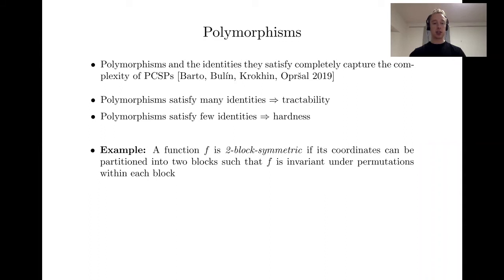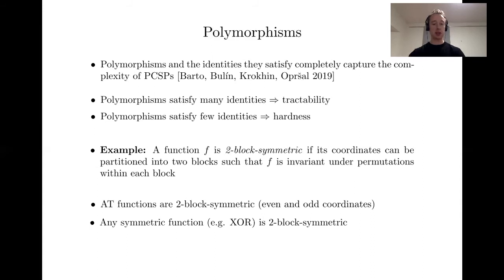An example of such an identity is two-block symmetry. We say that a function f is two-block symmetric if its coordinates can be partitioned into two blocks, such that f is invariant under permutations within each block. An example of a two-block symmetric function is the AT function from the previous slide. We can permute the values on the even coordinates or odd coordinates among themselves without changing the output of the function. Any symmetric function is also two-block symmetric, such as XOR from the previous slide. This happens since symmetric functions are invariant under all coordinate permutations.